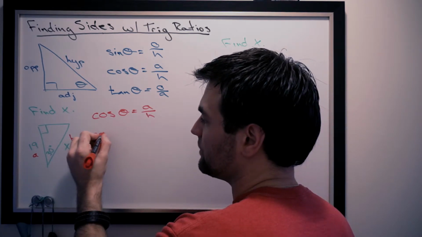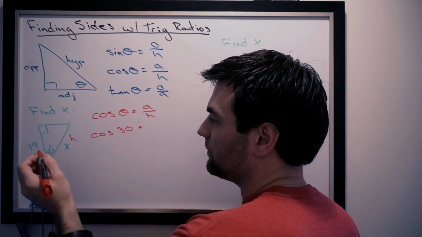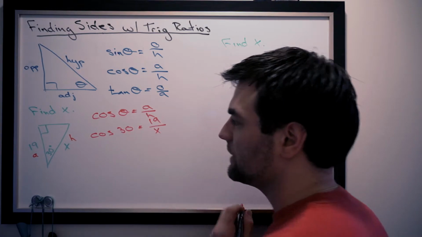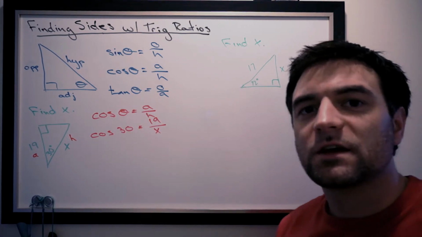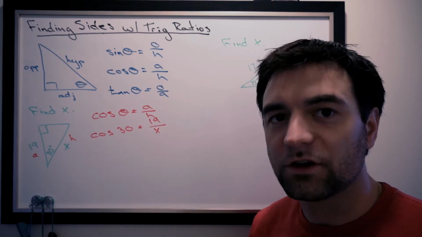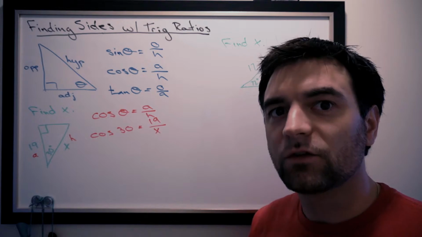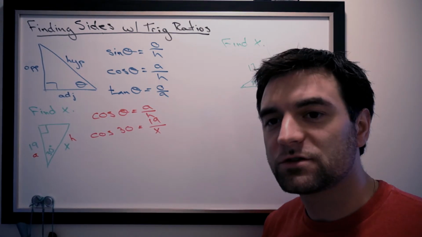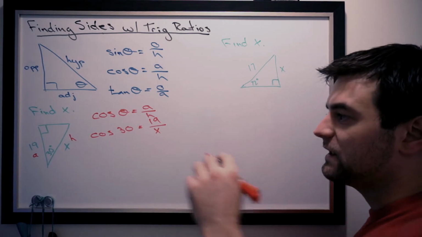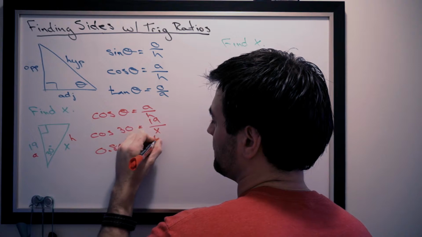Fill in my known values. Cos 30 degrees equals the adjacent side 19 over the hypotenuse x. Now in this case, we need to find the cos of 30 using our table. So we'll go through that table under the angles and find 30, and then slide over to the cosine column, which is the second column over, and you'll find that the cosine is 0.8660.